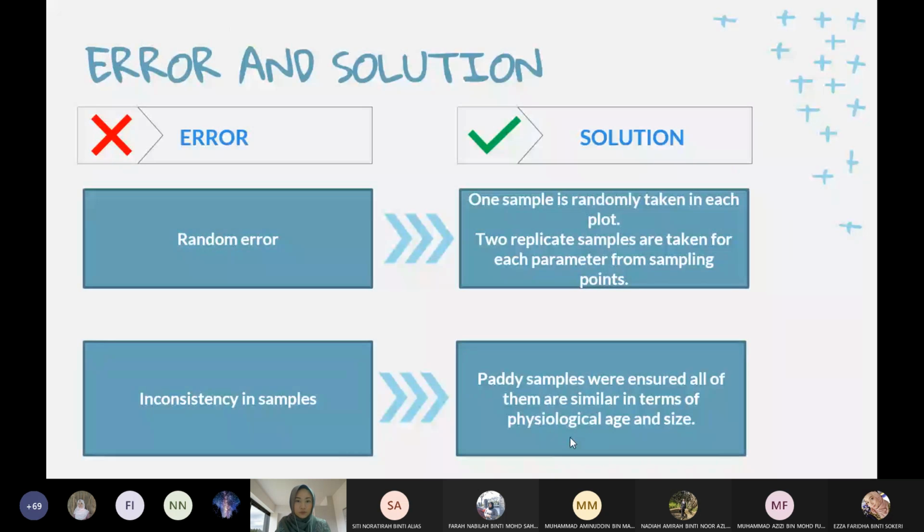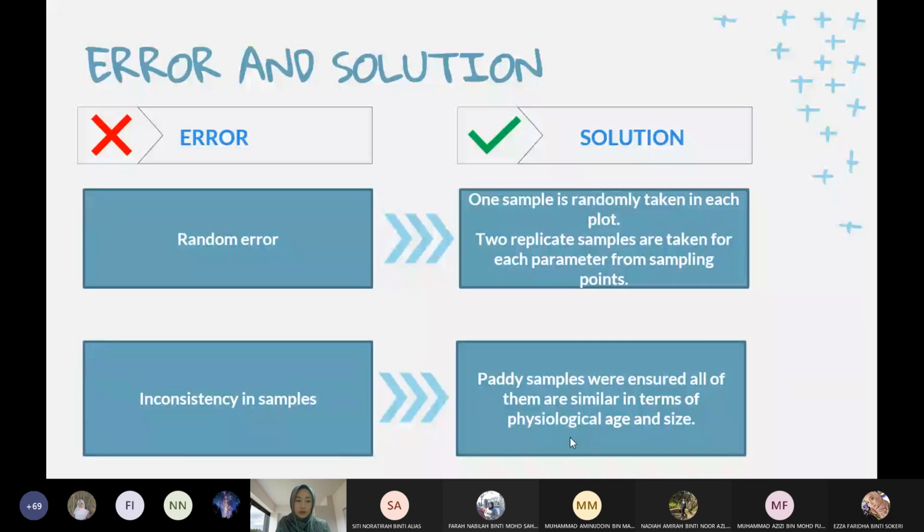For the error and solution of flora sampling, the first error is random error. As a solution, 1 sample is randomly taken in each plot. Then 2 replicate samples are taken for each parameter from sampling points. For example, to undergo the acid digestion method, a total of 3 samples will be taken, whereby 1 sample is for the actual analysis, while the other 2 samples are used for replication test.